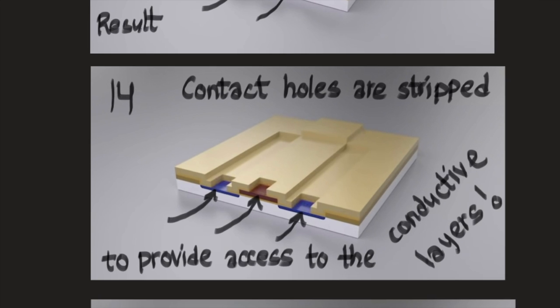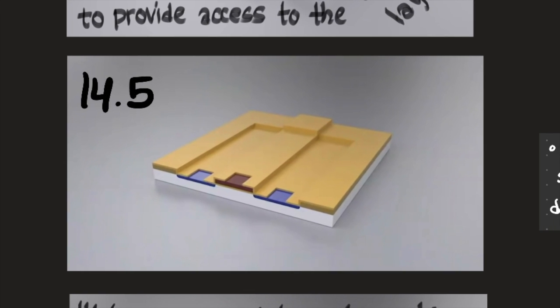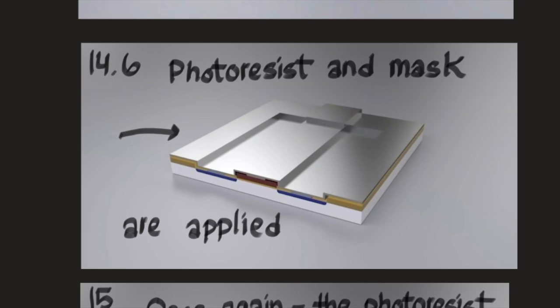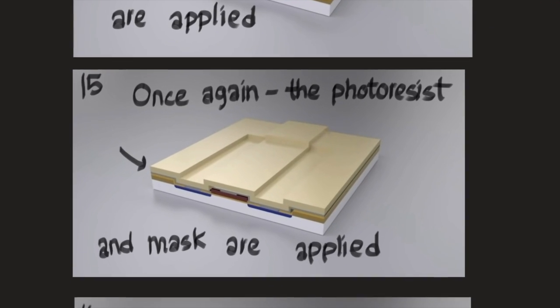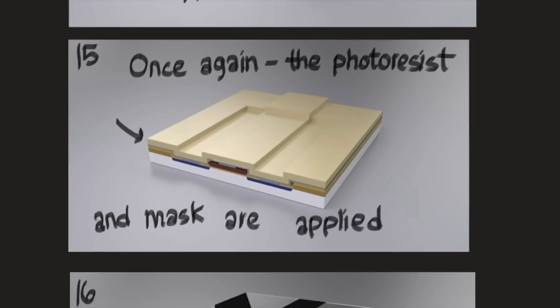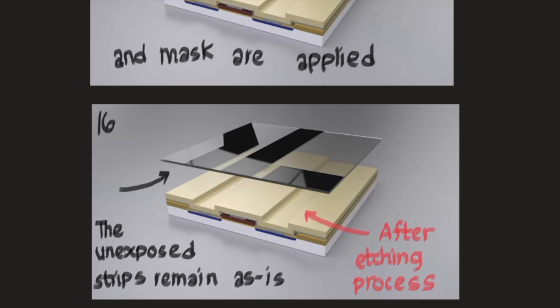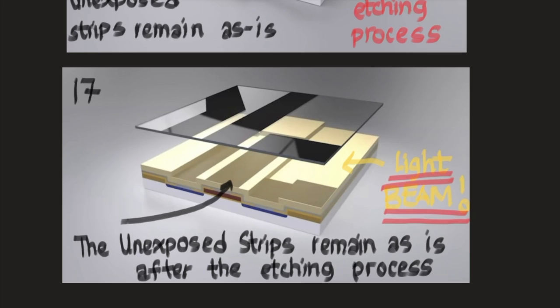Step number 14, contact holes are stripped to provide access to the conductive layers, seen here. Step number 14.5, that's how it looks. Step number 14.6, photoresist and mask are applied. Step number 15, once again, the photoresist and mask are applied. Step number 16, the unexposed strips remain as is. Step number 17, the unexposed strips remain as is after the etching process.